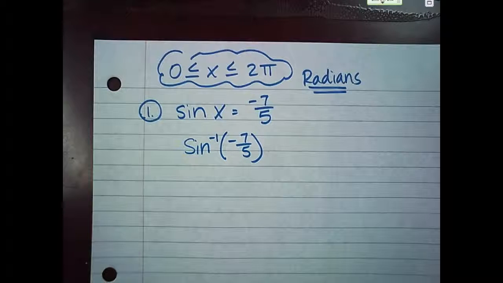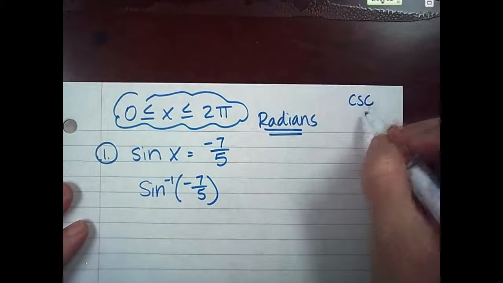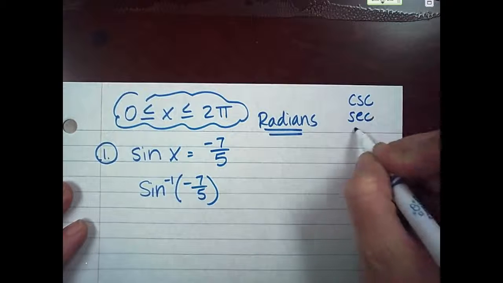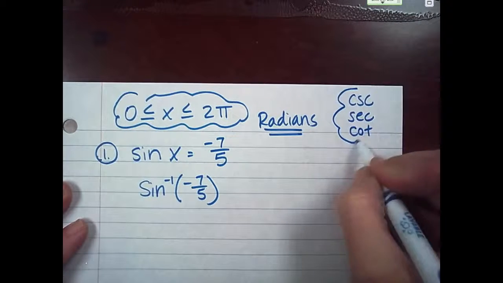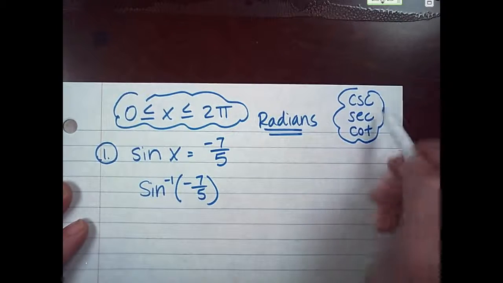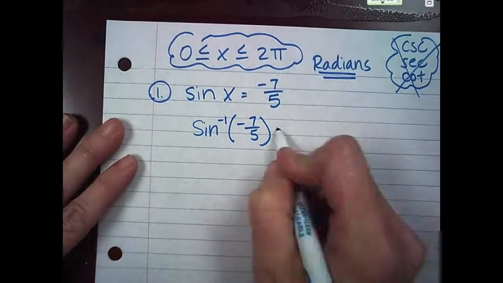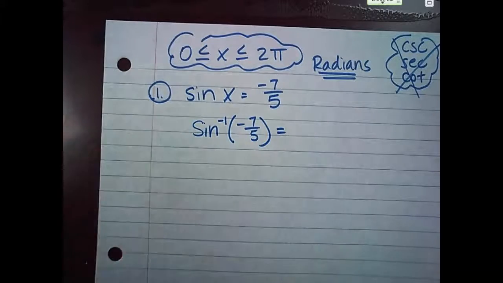That's all it is. To flip it, that means you're going to take the reciprocal. You only flip it if you see cosecant, secant, or cotangent. This is the only time you take the reciprocal. All right, so in your calculator, when you type this in, I'll give you a second. You should have done that already.